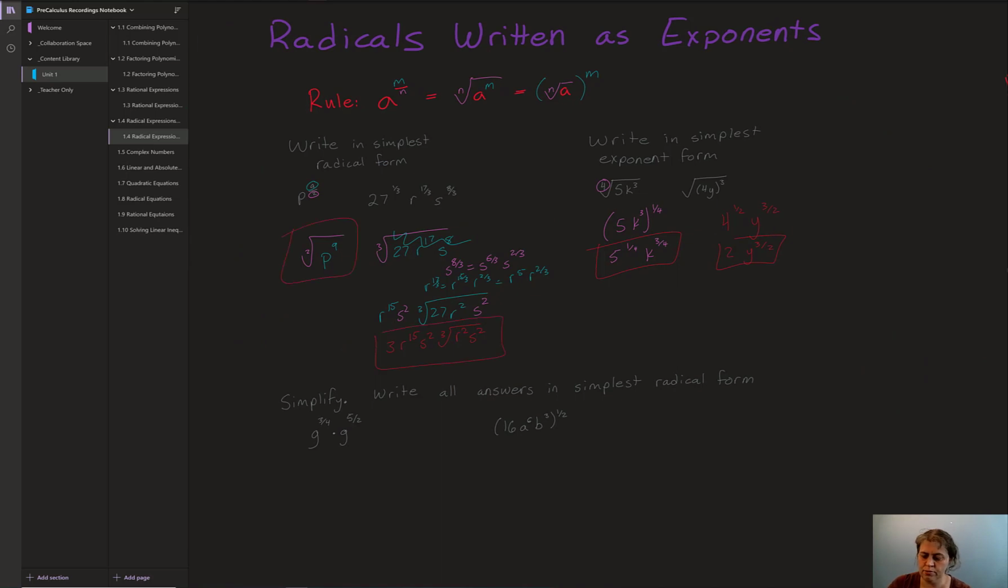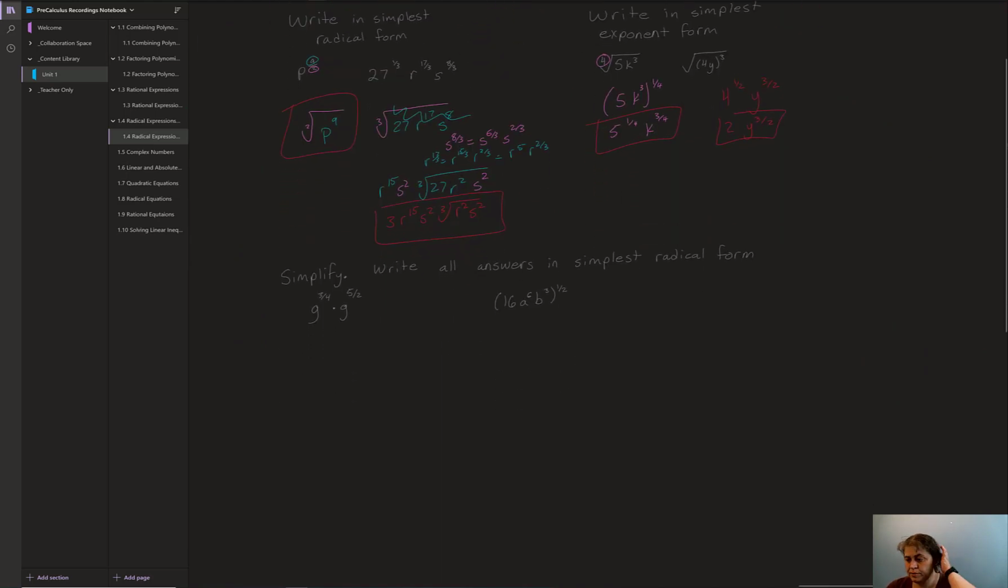All right, last but not least, if you're wanting to simplify these guys and write them in simplest radical form, basically what we're going to do is treat them like regular exponents. So for multiplying the bases, we're going to add the exponents. 3/4 plus 5/2. Fractions need a common denominator. So this is g to the 3/4 plus 10 over 4. So that becomes g to the 13 over 4.